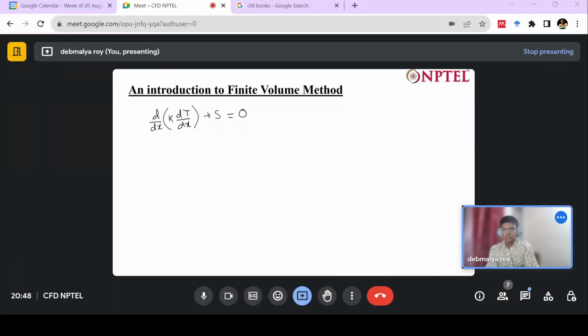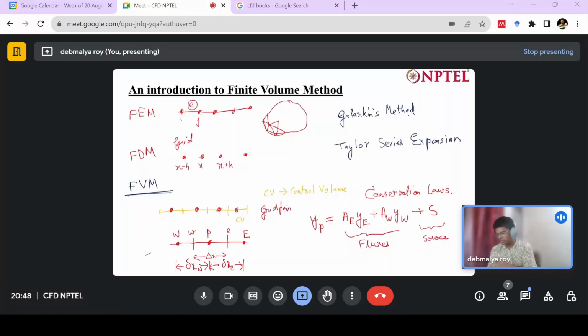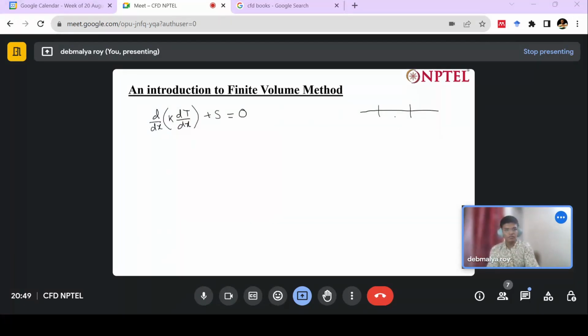So yeah, we come back to this. We are trying to find out the resultant algebraic equation for a particular finite volume. So P.